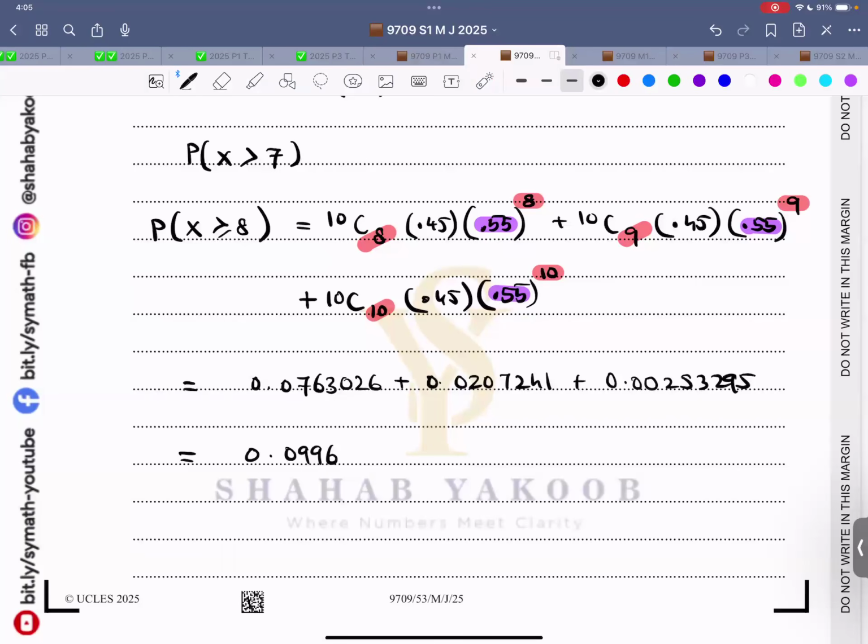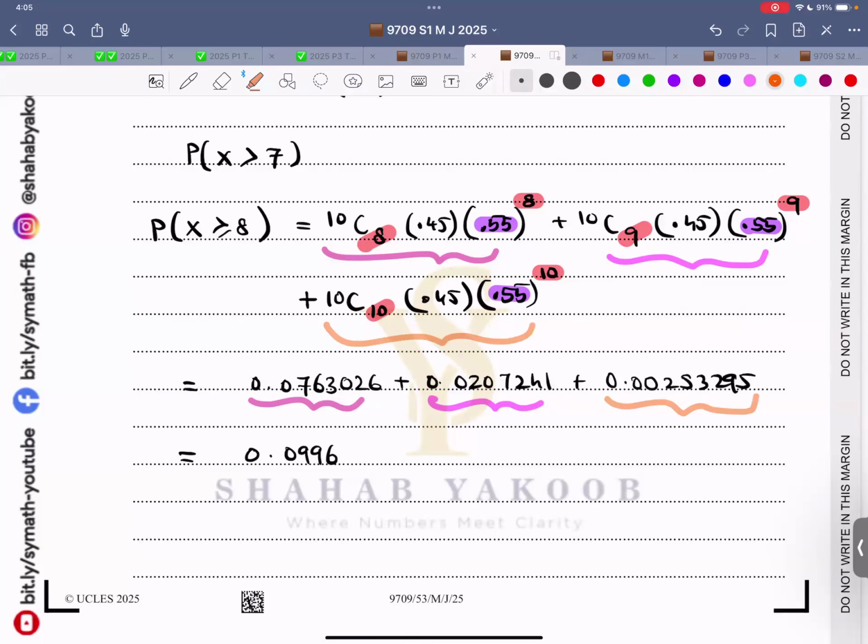So first of all, let me again highlight this thing over here. Let me choose this one. So over here, if I choose this thing, that is this probability. If I choose this thing over here, that is this probability. If I choose this one over here, that is this probability. Got it? So that's how you should write it.